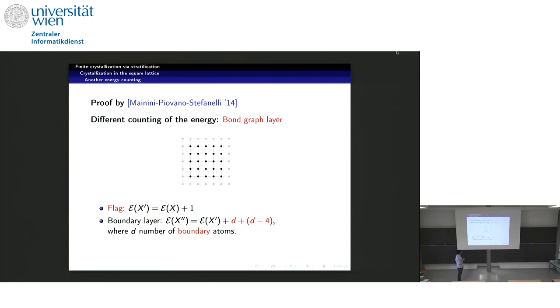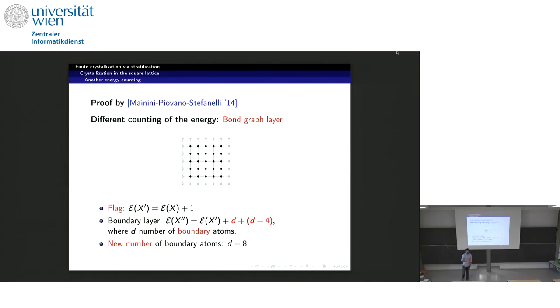So for sure, at the boundary, I had D atoms, so I also have D bonds. I remove D bonds. But now I also have bonds which come from the boundary to the interior. And you see that almost every atom has a bond also in the interior, but four atoms at the corners. So these four atoms at the corners, they don't have a bond to the interior. So by this procedure, I only remove D minus four bonds. So in total, I remove D bonds in the outer layer and then D minus four bonds into the interior.